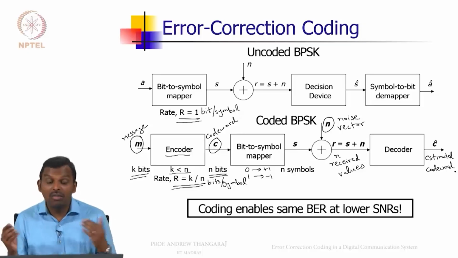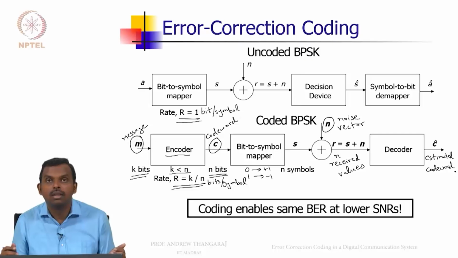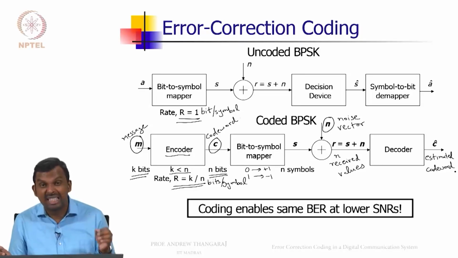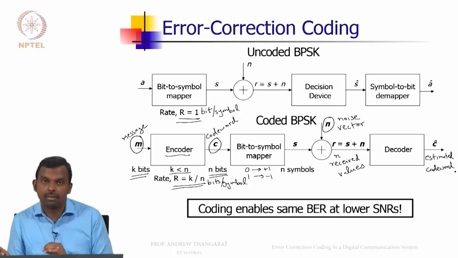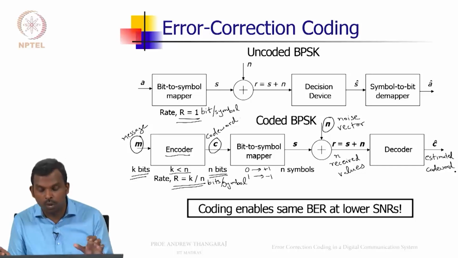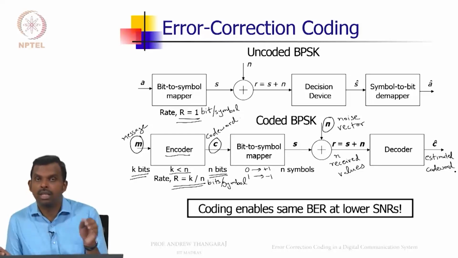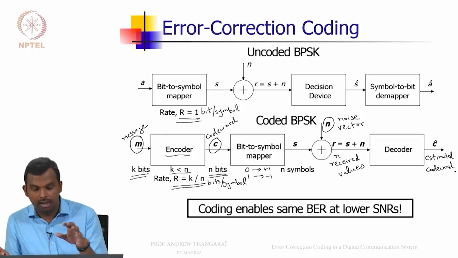Now, why will you go to all this trouble? Why should you do coding? Why can't you just do the uncoded case? The reason is written here. Coding enables the same BER, the same bit error rate, at a lower SNR. This is an important story to remember about coding. You have a certain BER versus SNR trade off, where BER is Q of square root of SNR. If you do coding, you can get the same BER at a lower signal to noise ratio.